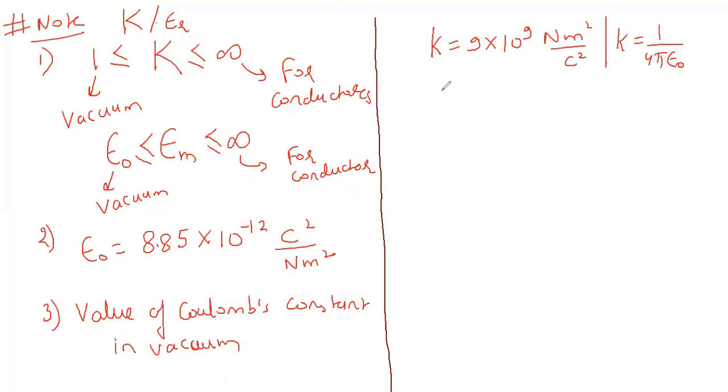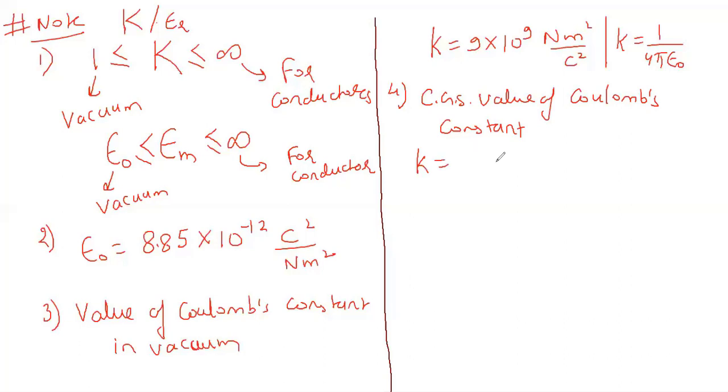So the value of Coulomb's constant in vacuum is what? 9 into 10 raised to power 9. But if someone asks us what is the CGS value, this is the value in SI units. So what is the CGS value of Coulomb's constant? If someone asks us, then we can easily write it. We have to convert SI units into CGS units. So here it is 9 into 10 raised to power 9 Newton meter square upon Coulomb square. So we will convert all the units into CGS units.